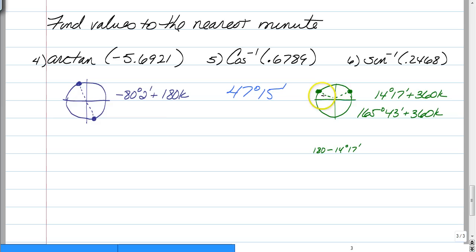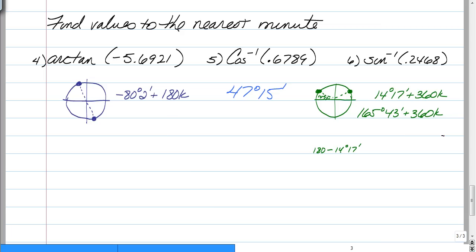Well, remember, you need to have a positive angle. So since this is a reference angle of 14 degrees and 17 minutes, it's 14 degrees and 17 minutes away from 180. So you just do 180 minus 14 degrees, 17 minutes in the calculator. You get 165 degrees and 43 minutes plus 360K, and that's it.